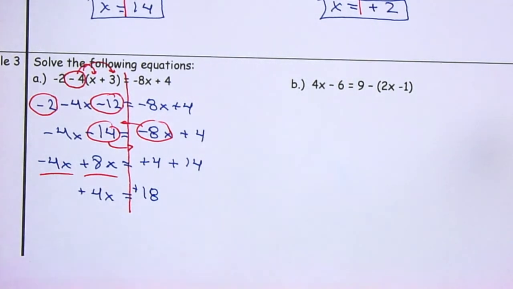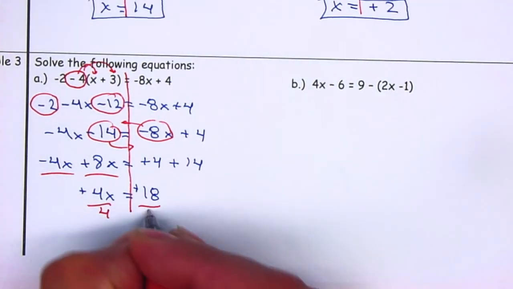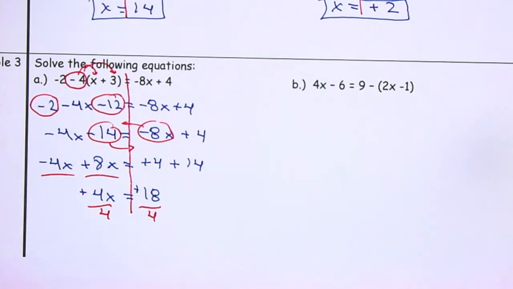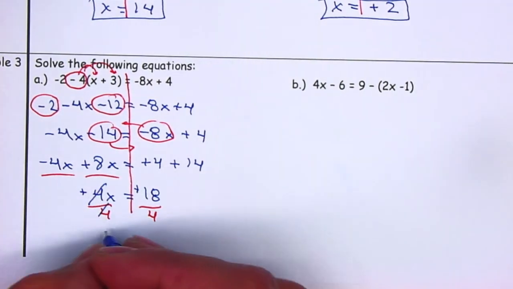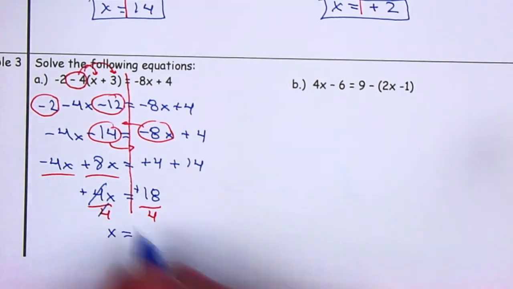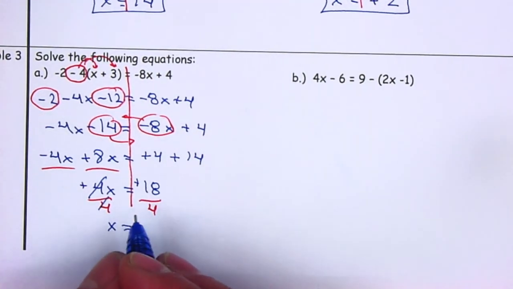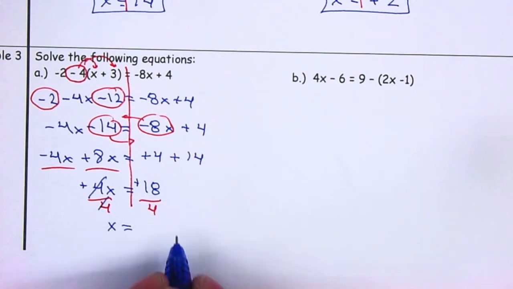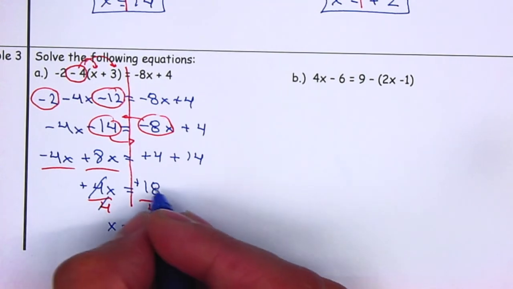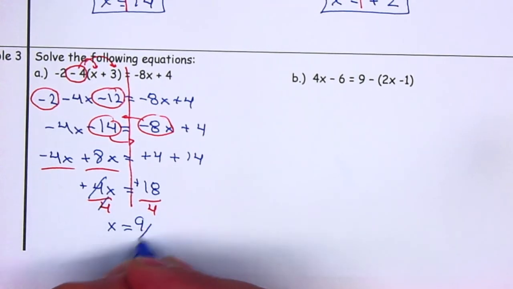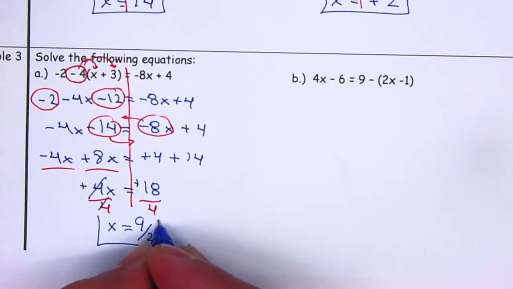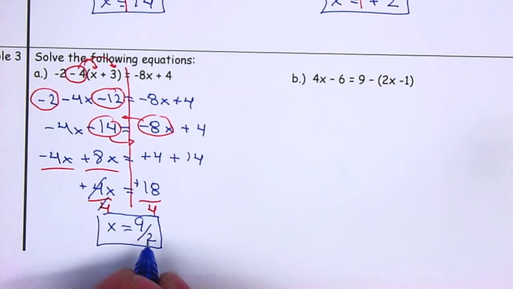And our last step is to divide by 4. The 4's cancel, so we just have x is equal to 18 divided by 4. It cannot be divided evenly, so we need to reduce the fraction. One number divides 18 and divides 4: 2. So divide by 2 gives us 9, divide by 2 gives us 2. And you can just leave it as an improper fraction. You can always do 2 goes into 9 4 times, and then we have 1 left over, so 4 and 1/2.